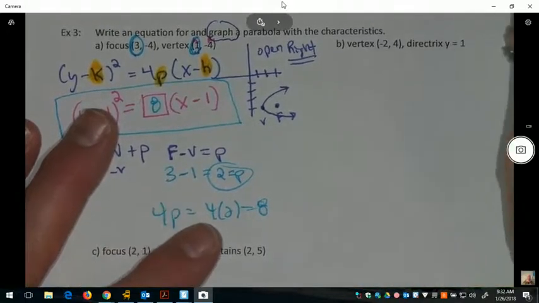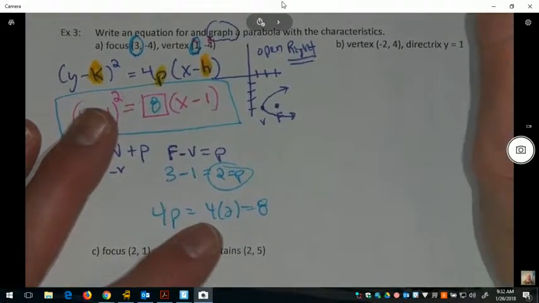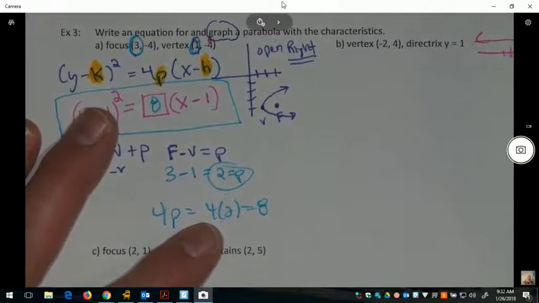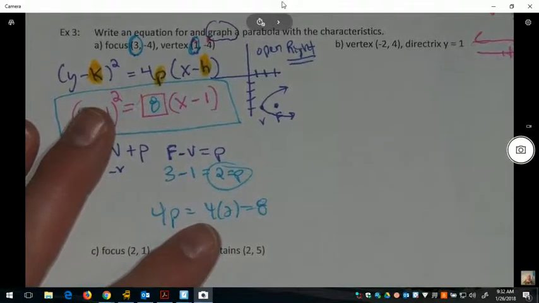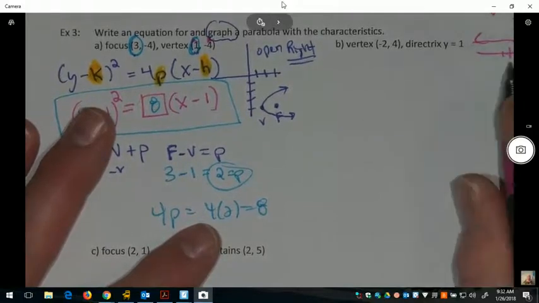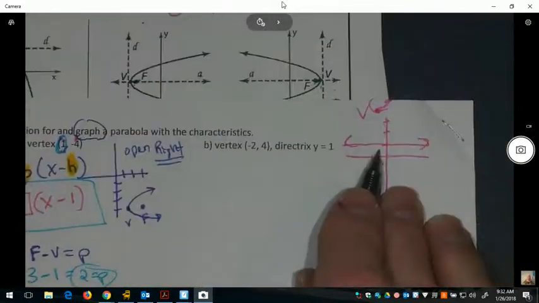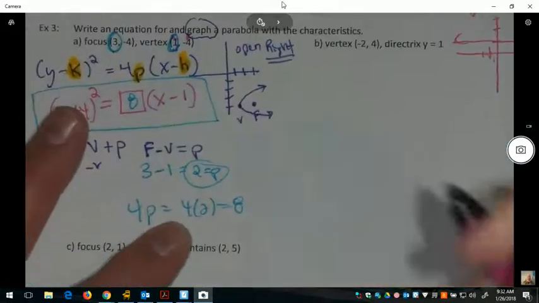If you're not sure of that, though, you can graph it. Here's y equals 1. There's our directrix. Here's -2, 1, 2, 3, 4. There's our vertex. So yes, this graph is going to open toward the focus, away from the directrix. So I know that this one opens up.